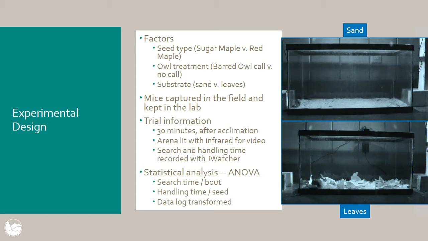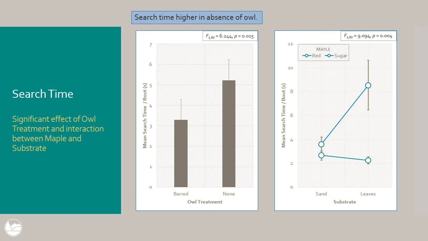And for statistical analyses, we did an analysis of variance using search time per bout and handling time per seed as dependent variables, and all data were log transformed to make them normally distributed. For search time, there was a significant effect of owl treatment in that search time was higher when there was no owl call. So that is consistent with kind of what we were thinking. However, for the indirect predation cue, it was less clear.